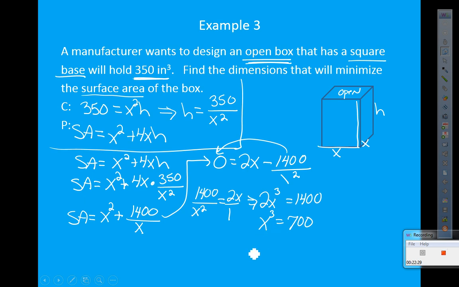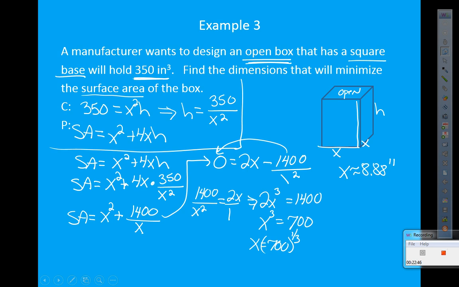I'm going to cube root the 700 by taking it to the 1/3 power. So I know my x value is going to be approximately 8.88 inches. 700 cube rooted.